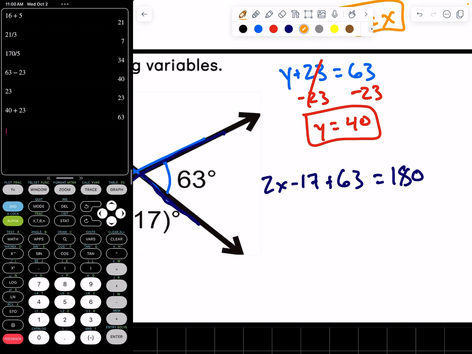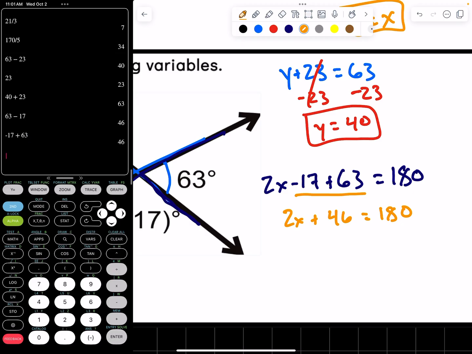I'm going to go on ahead and combine like terms first. So 63 minus 17 is 46. It's a positive 46. Just so that you can see that, if I had plugged in negative 17 plus 63 into my calculator, I would have also gotten 46. So it really didn't matter which way you chose to go about doing this.